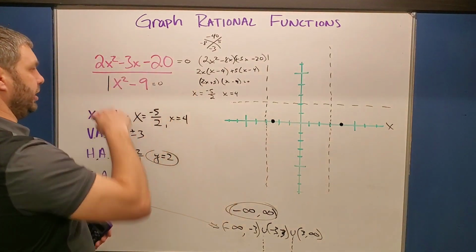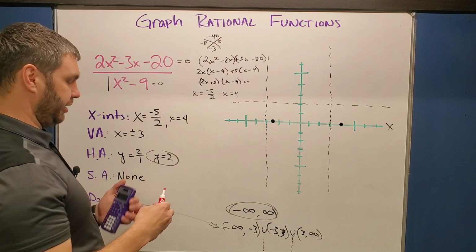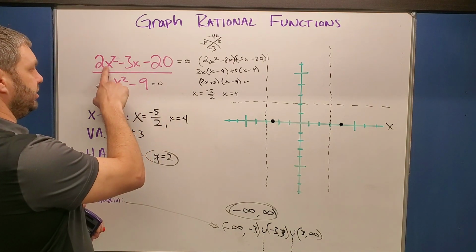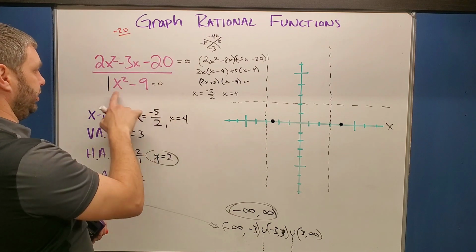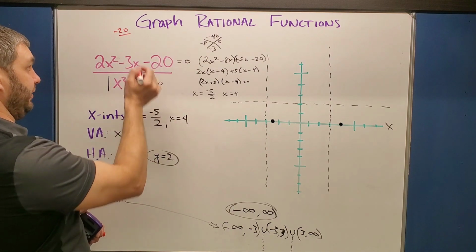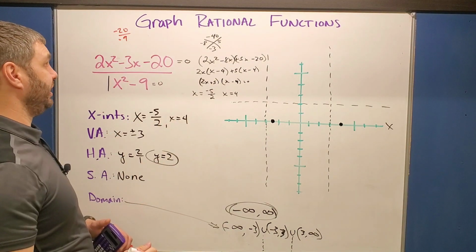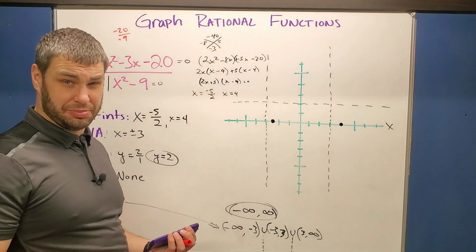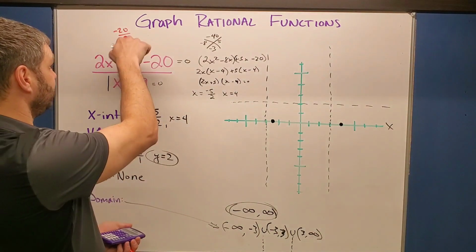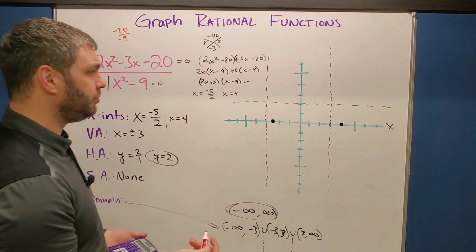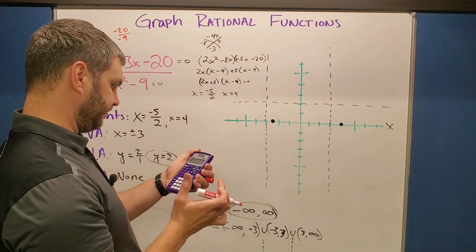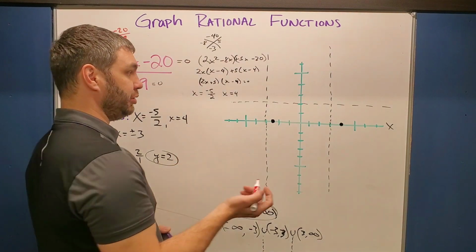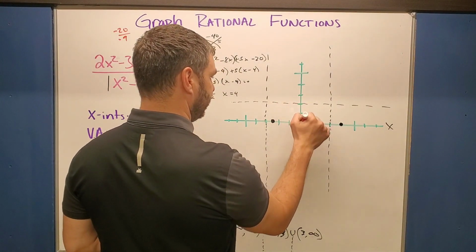If I plug in 0, in fact, this one you probably don't need to use a calculator. This is going to be 2 times 0, 0, then we're going to have minus 20 over the bottom here. This would be 0 and then a negative 9. So negative 20 over negative 10 would be a positive 2. So this is going to be positive a little bit bigger than 2. And in fact, negative 20 divided by negative 9. Yeah, it's positive 2.2. So we're going to be up here in this region.